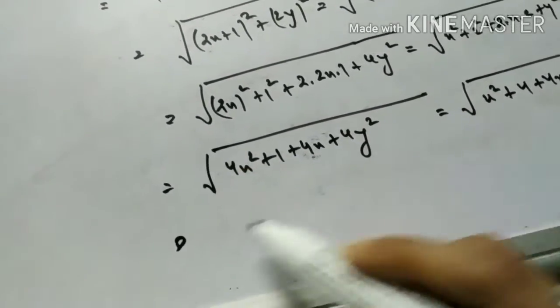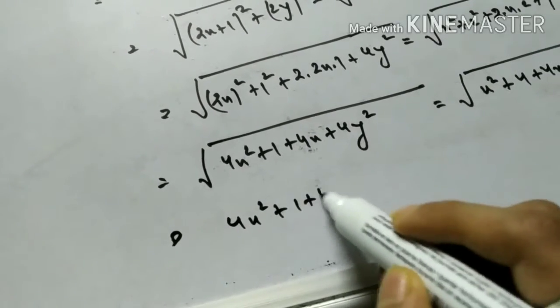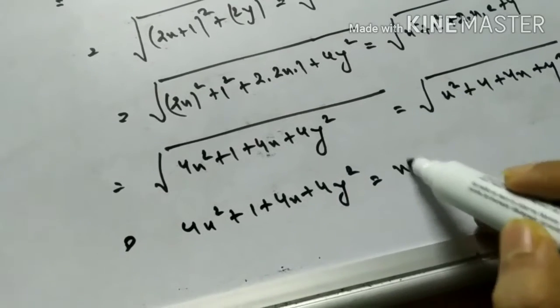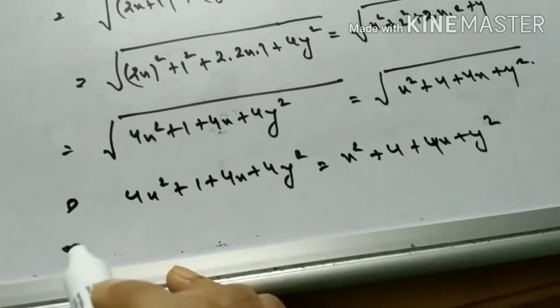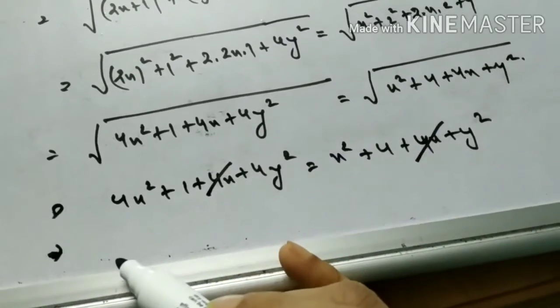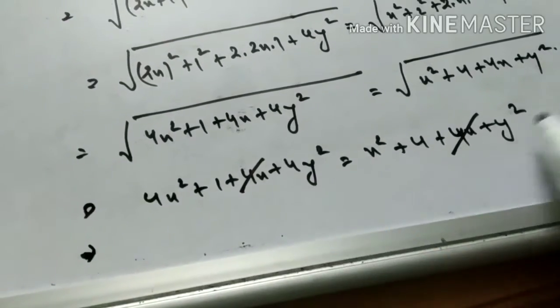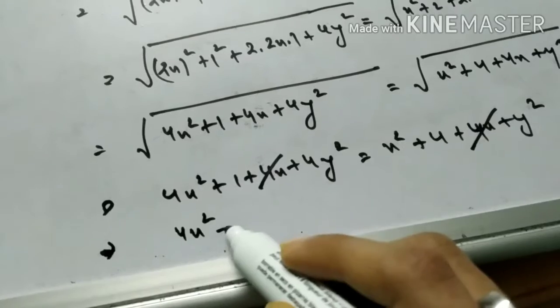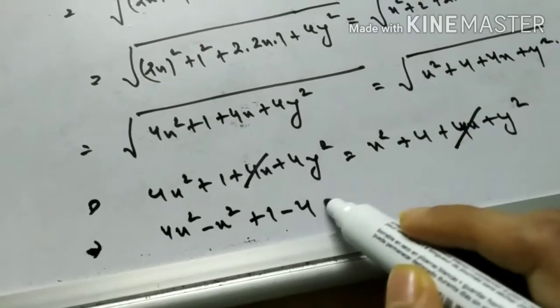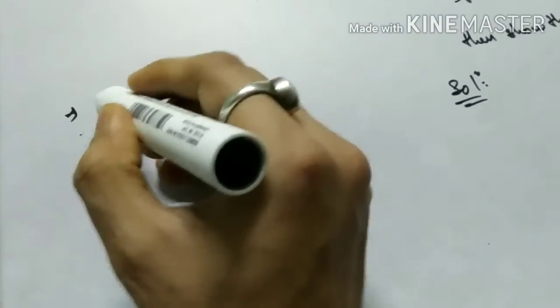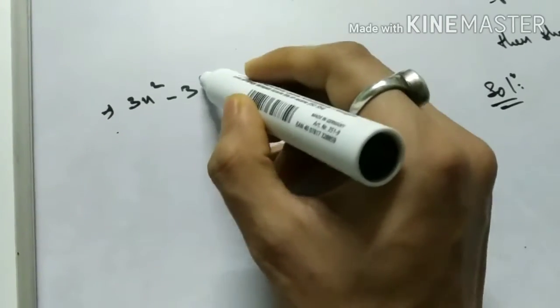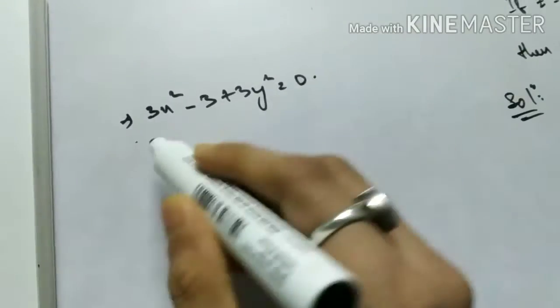Now squaring both sides, I will get 4x square plus 1 plus 4x plus 4y square is equal to x square plus 4 plus 4x plus y square. Okay, so here you see 4x cancels out. Let us bring all of this to one side: 4x square minus x square plus 1 minus 4 plus 4y square minus y square is equal to 0. So now I will get 3x square minus 3 plus 3y square is equal to 0.